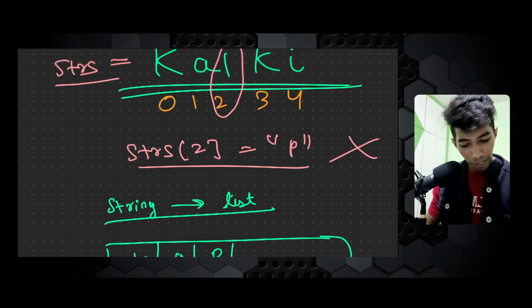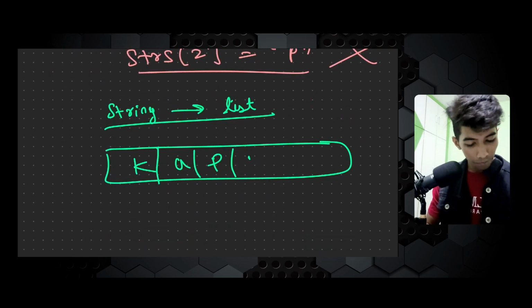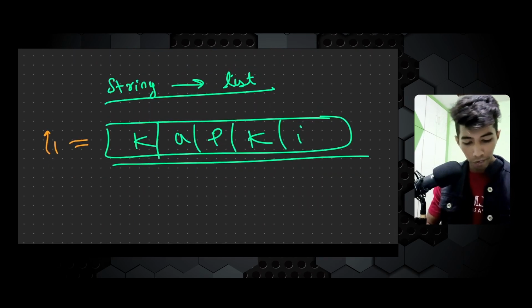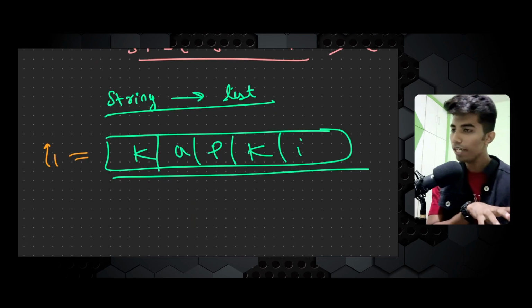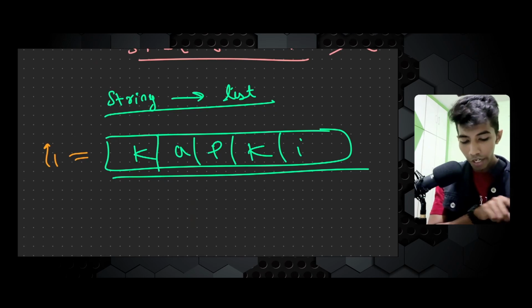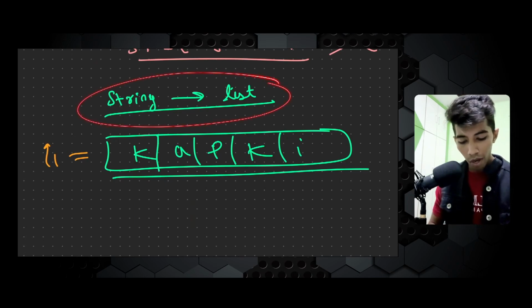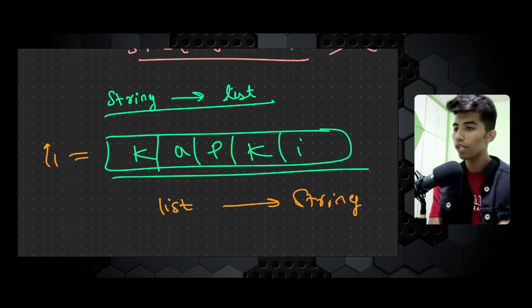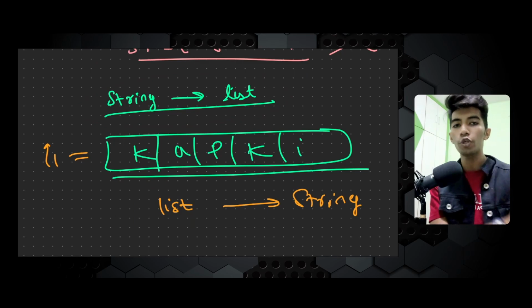and this L will become the P, and then K and I. Now I got this. Let me take an example of this as an L1 list. Now I have to convert this again into the list, then convert this thing into the string again, because in many questions I have to return the string. So how can I convert a list into a string?